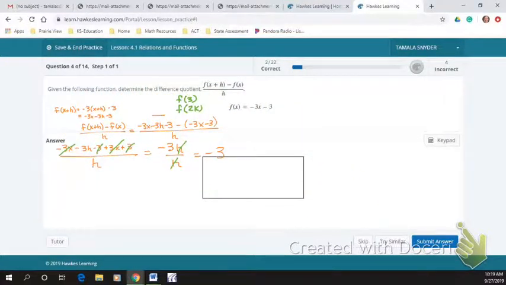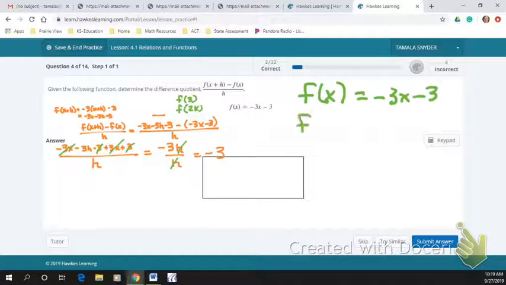So maybe I should just finish this one and go to another one. But if you have a function, f of x equals negative 3x minus 3, and I ask you to find f of 2, that means go to function f and put a 2 in it. Well, here's function f. This is what function f does.